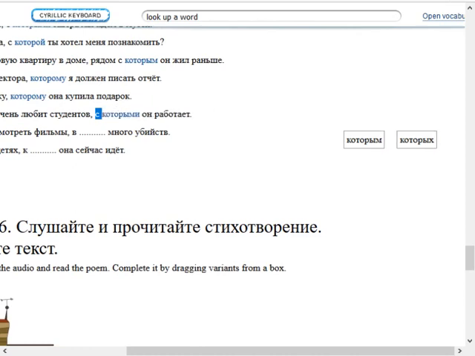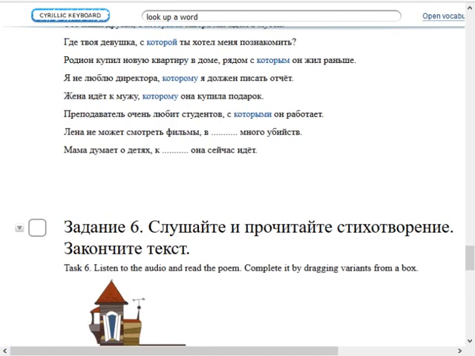Которыми. Yeah, because again, plural, instrumental. Teacher really likes students with which he works. I wonder if he likes them inappropriately. Okay, Lena не может смотреть фильм. Lena does not want to watch films.